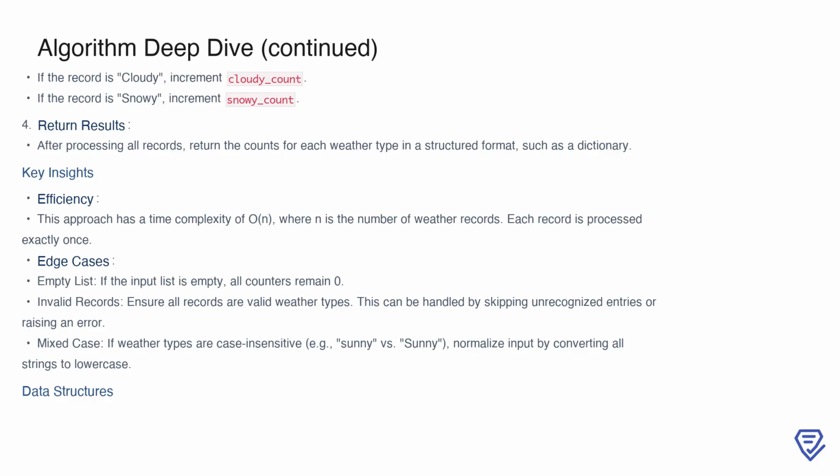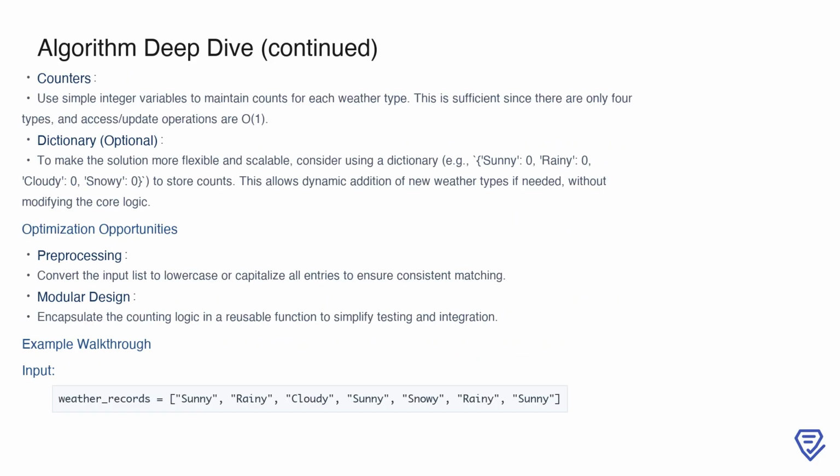Another potential challenge is handling case sensitivity. If the weather types in the input are not consistently capitalized, we can normalize them by converting all strings to lowercase before comparison. For maintaining the counts, simple integer variables like sunny_count and rainy_count work perfectly since there are only 4 fixed weather types. These variables allow constant time updates, making the solution both efficient and straightforward.